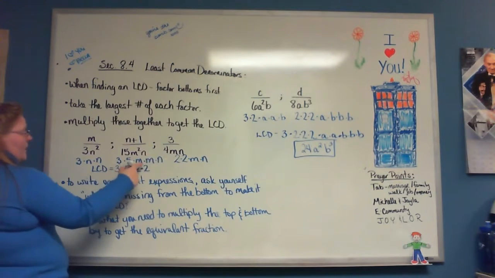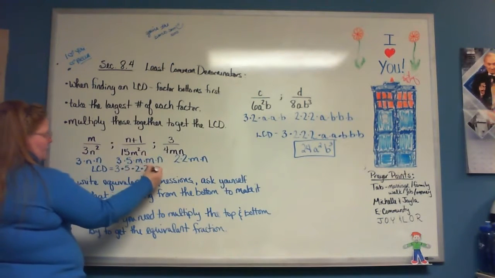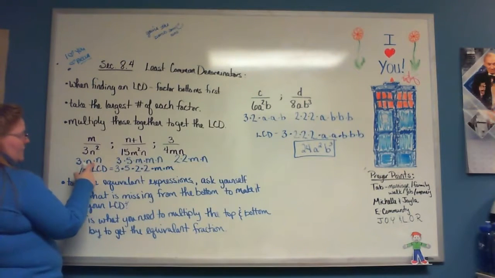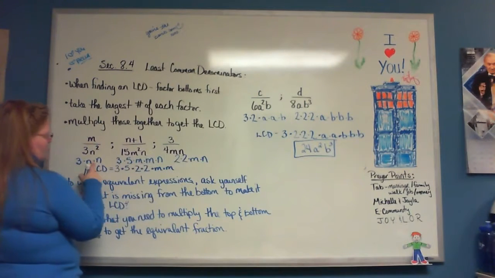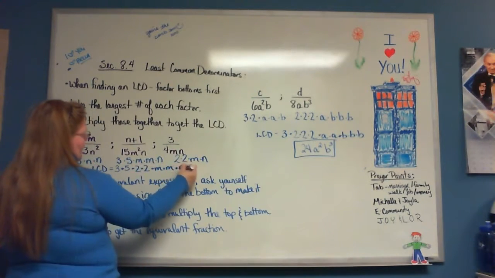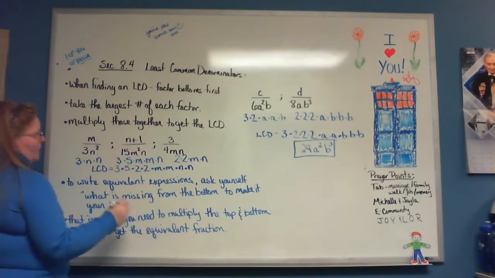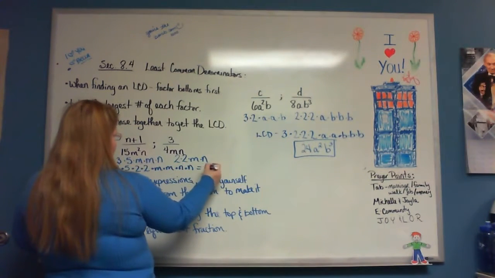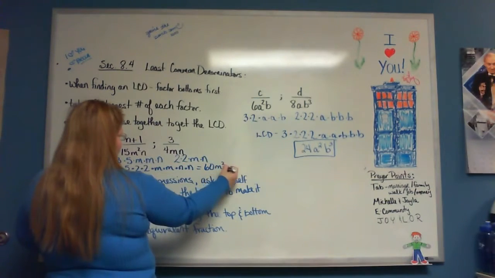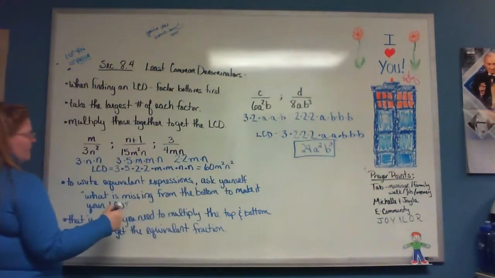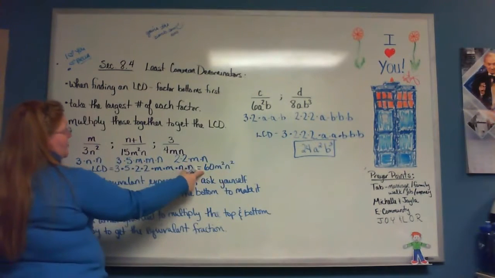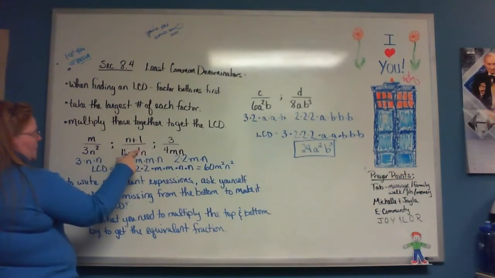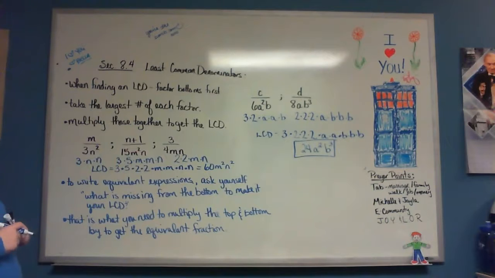Then for the m's, I've got 2 here. And then I got 2 n's here, 1 n there, and 1 n there. 2 is my bigger number, so I need to have 2. Which makes my LCD 60 m squared n squared. So 60 is the smallest number that all 3 of those go into, and then the largest exponents on my letters.